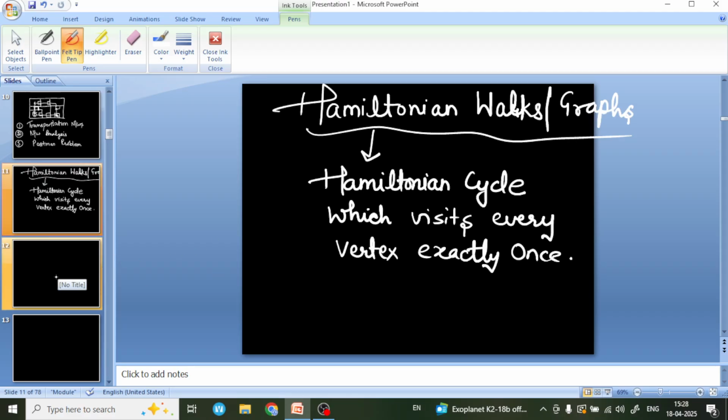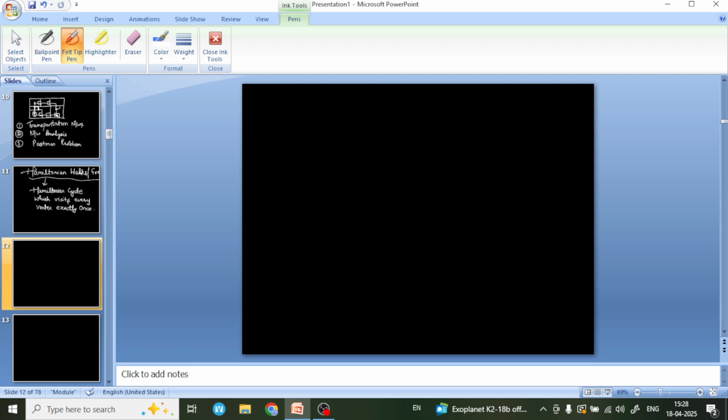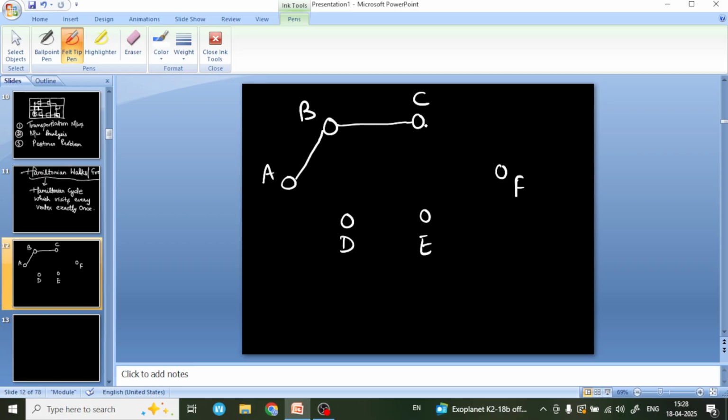Example of a Hamiltonian graph. For example, we have these vertices: A, B, C, D, E, F. We go from A to B, B to C, C to F, A to D, D to E, E to F. This is an example of a Hamiltonian graph.